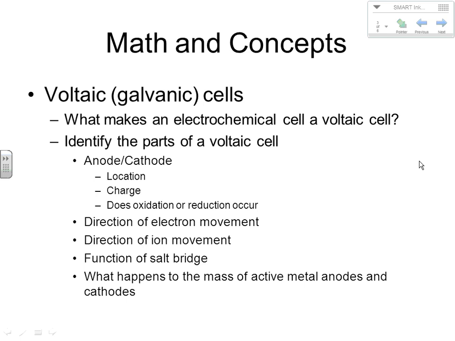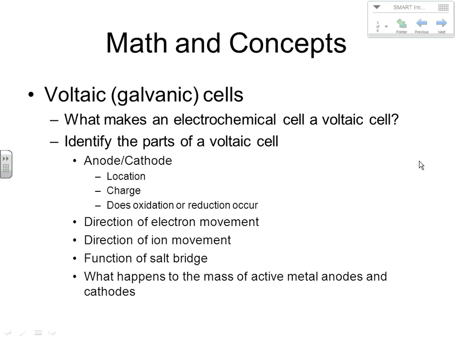Voltaic and galvanic cells. What makes an electrochemical cell a voltaic cell? Remember, if it's spontaneous, it's going to be a voltaic cell. Know the parts of the voltaic cell. Know what's going on at the anode and the cathode. Be able to figure out where it is based upon electron flow and what the charge is. Voltaic cell, anode would be negative, cathode would be positive.